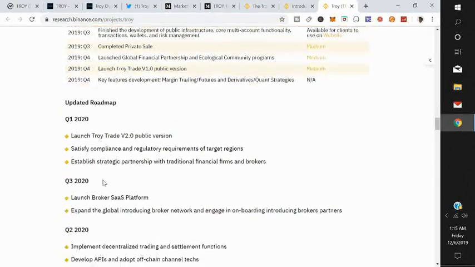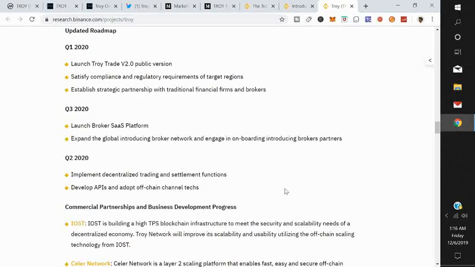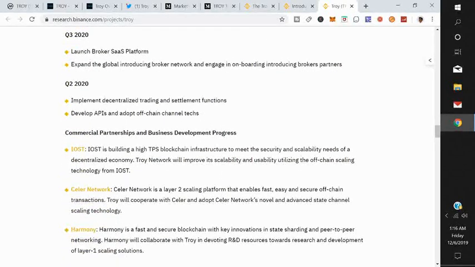Quarter 3, 2020, they want to launch their broker SaaS platform, expand the global introducing broker network, and engage in onboarding introducing broker partners. Quarter 2 of 2020, they want to implement decentralized trading and settlement functions, develop API, and adopt off-chain channel techs. They do have some very important commercial partnerships and business development progress.